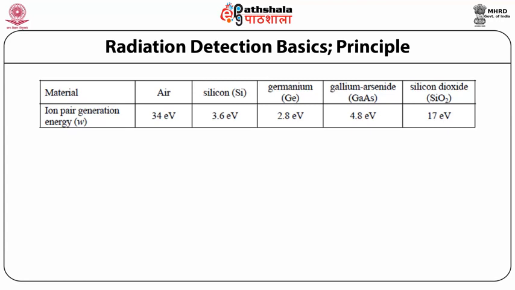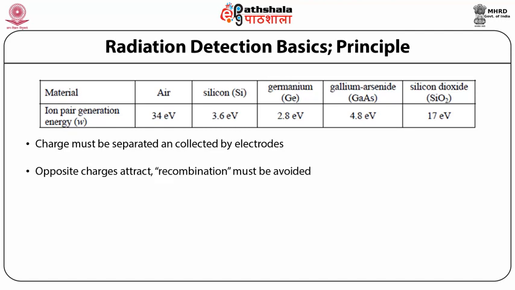Another important thing is that charge must be separated and collected by the electrodes. So when the radiation hits the detector material, it creates ion pairs, and ion pairs means there is a positive charge, there is a negative charge. So charge must be separated by the electrodes, and in this process, as there can be recombination of opposite charges, recombination must be avoided. So we need to put some extra effort to make sure that the recombination of the ion pairs produced doesn't happen.